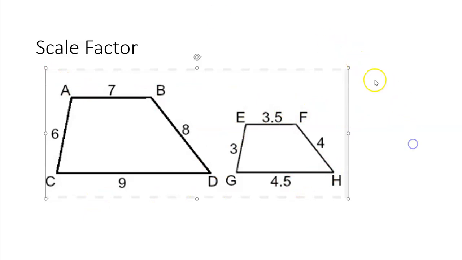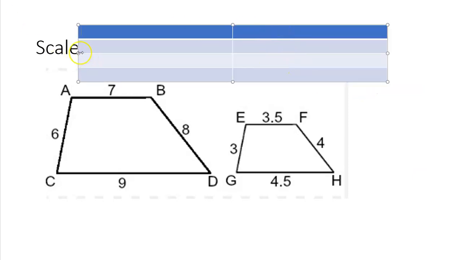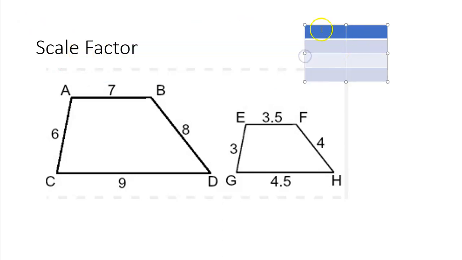Go ahead and insert a table. Once I have that table in, I'm going to be like, hey, look, I've got the shape on the left, and it's got a 7 that matches up with a 3.5. I got a 6 that matches up with a 3. I got a 9 that matches up with a 4.5. And I got 8 that matches up with a 4. What's the relationship between these two columns?